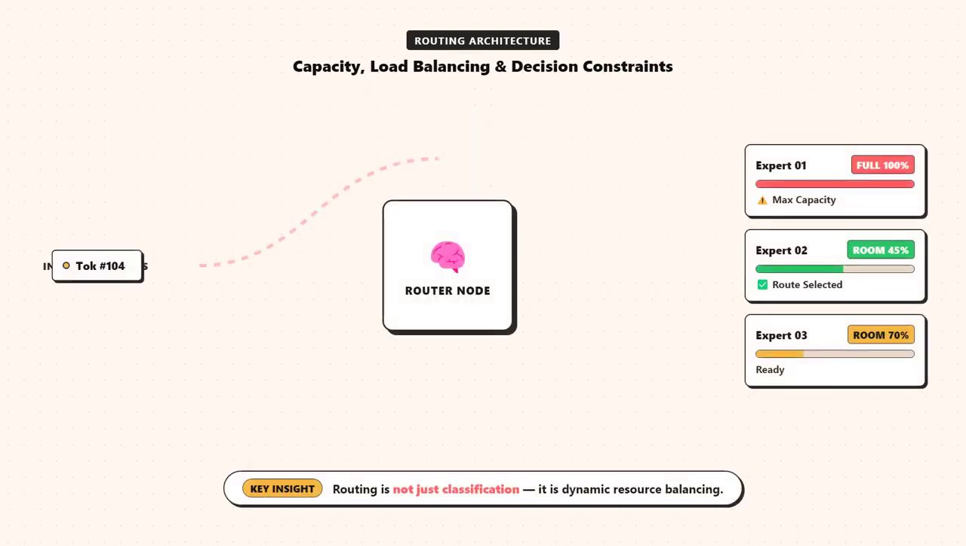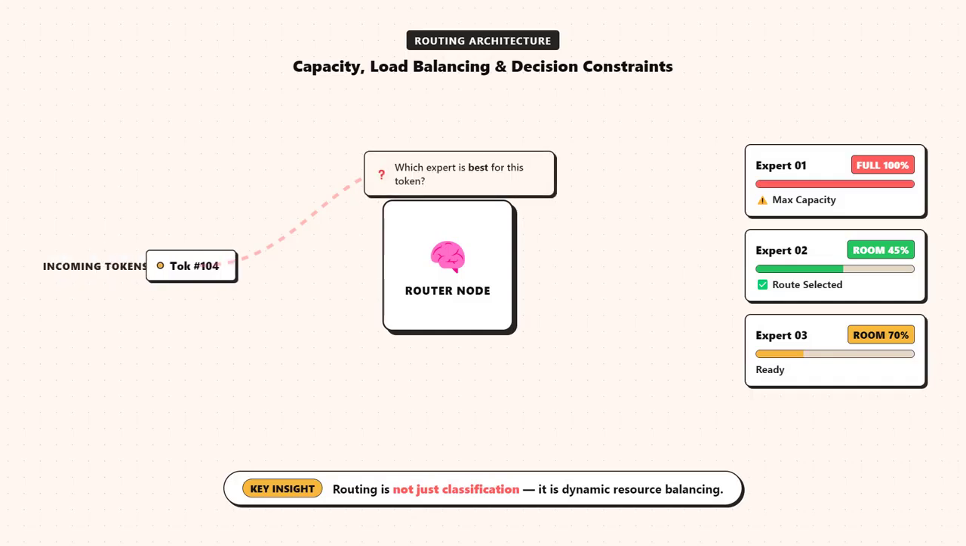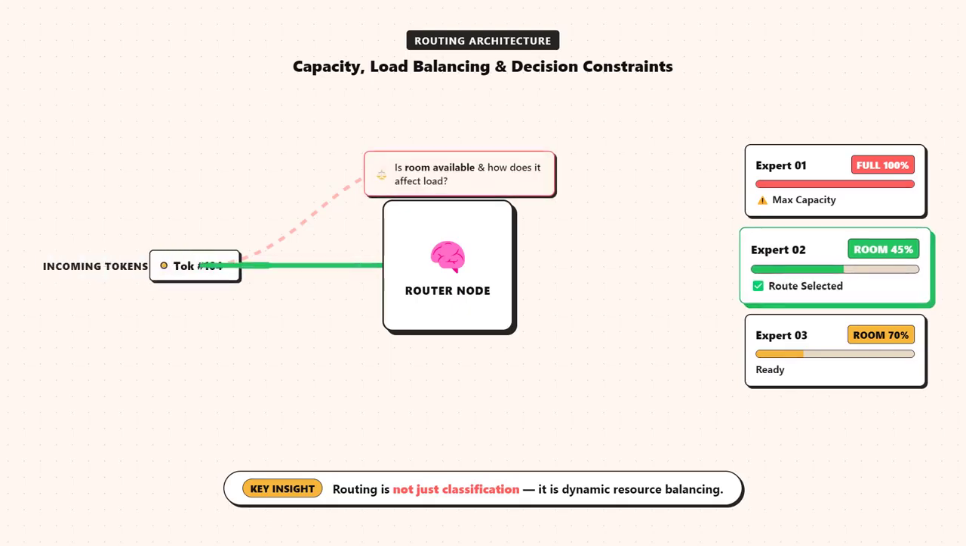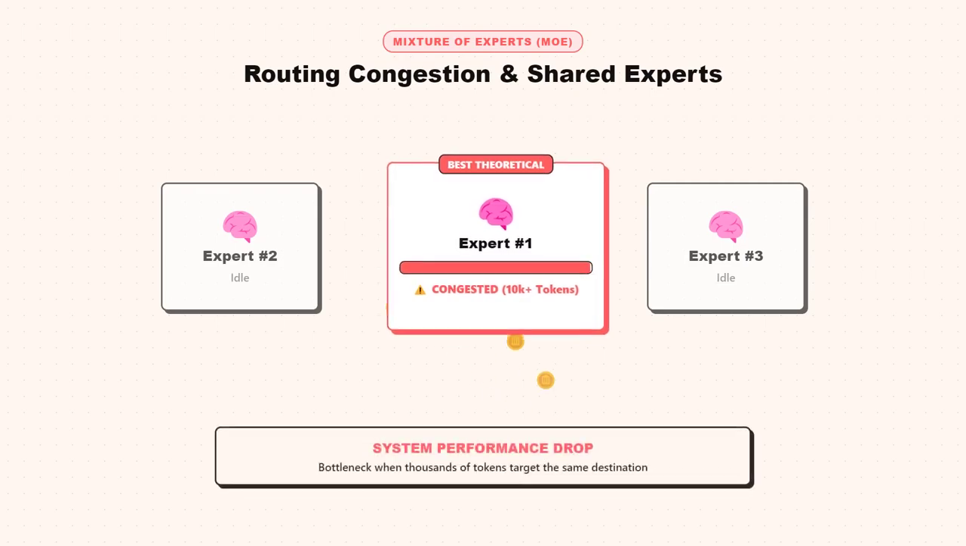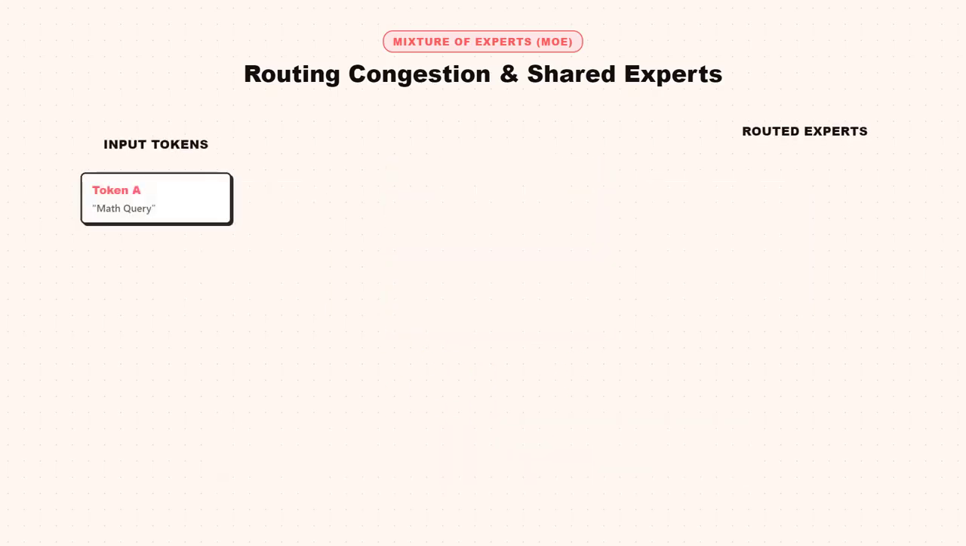This is one reason routing is not simply a classification problem. The router isn't only asking which expert is best for this token, it also has to consider whether that expert has room available and how the decision affects the performance of the whole system. The theoretically best expert may not be the practically best destination when 10,000 other tokens are trying to reach it at the same time.